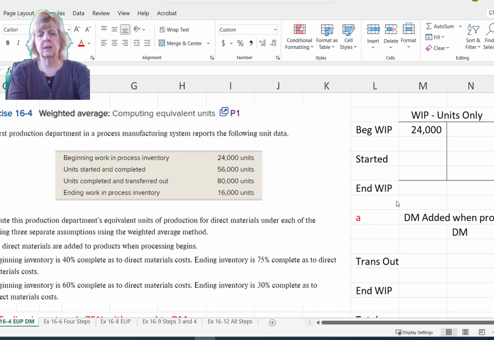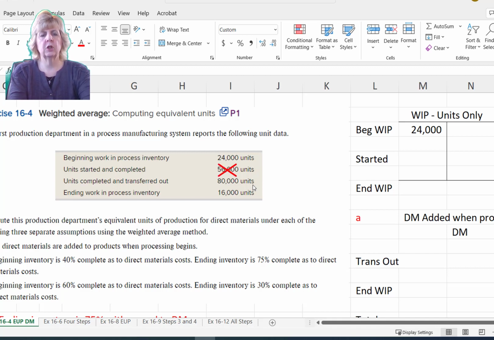Another way of saying that is the goods come in to the department, shown here with the beginning and started, and all of those units wind up in one of 2 places. Either they are finished, in which case we would transfer them out to the next department, or they're not finished and they're hanging around in ending WIP. So the second line here is not relevant to what we're doing. I'm going to pass over it.